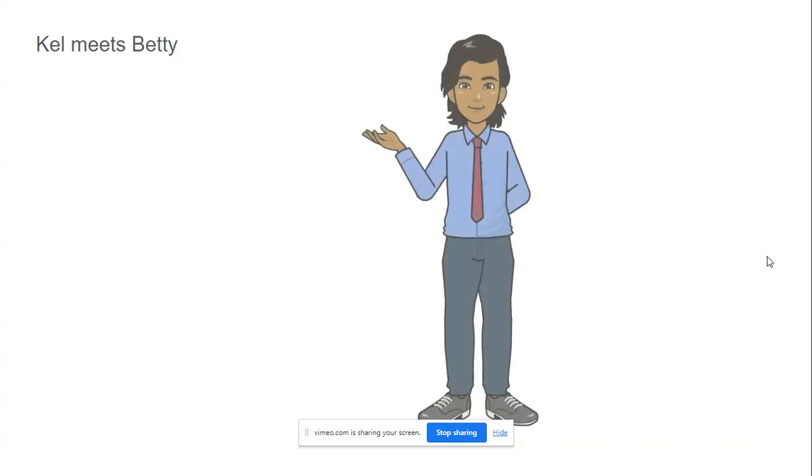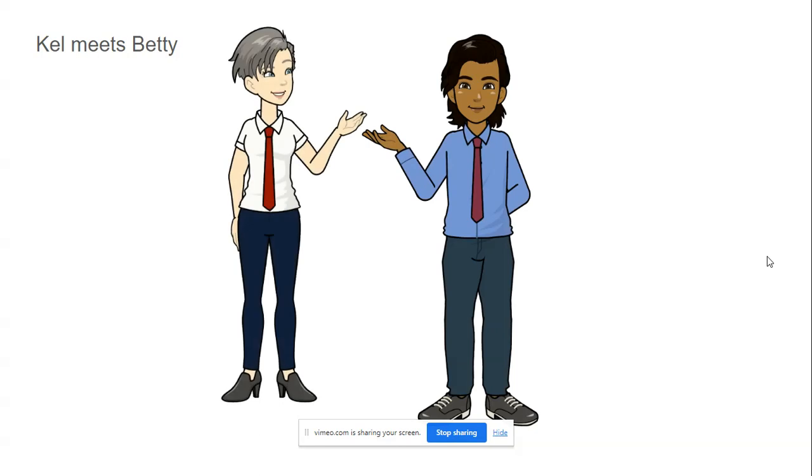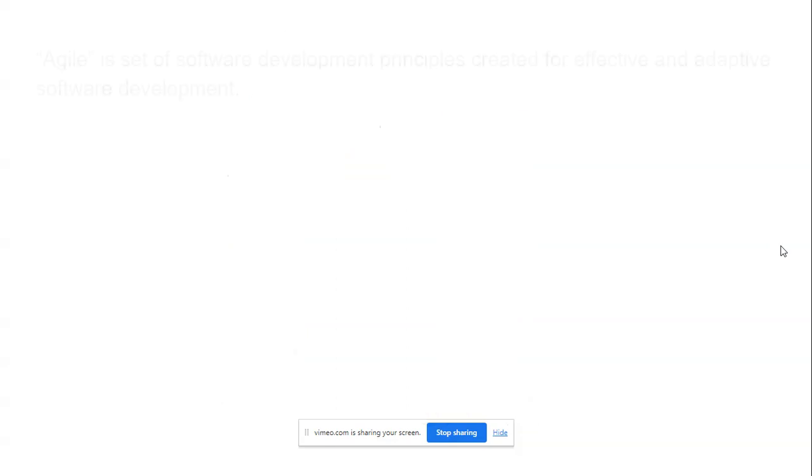So Kel meets Betty. Betty is a product manager that uses the agile principle. So he asks Betty, how do you do this? Because I'm always out of time, I'm always not doing my work within the budget, and I don't use the best practices. I don't know. So Betty is excited about it, and she wants to share with Kel how she manages to do the software project, solving it within time, within budget, and using the best practices. So let's see what Betty will be telling Kel in the process.